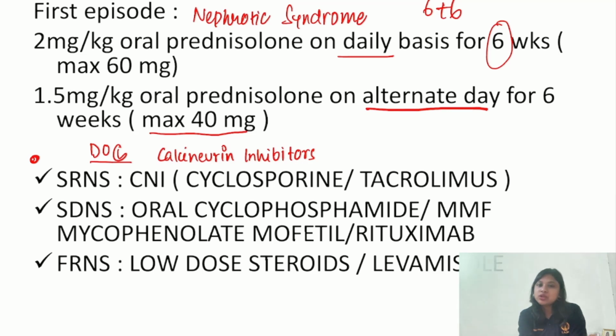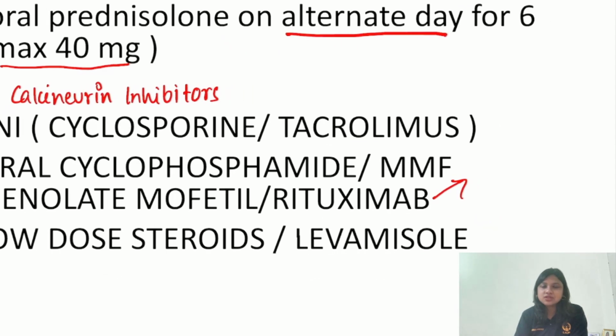If the steroid threshold is less than 1, and the child is not having any complications or any steroid toxicity, usually we go for levamisole. So levamisole is usually given in low risk patients, whereas in case of high risk patients we prefer cyclophosphamide, mycophenolate mofetil or rituximab. Rituximab is anti-CD20, very important. It's a B cell depleter used in many conditions. So it's an anti-CD20, right? It's a B cell depleter.